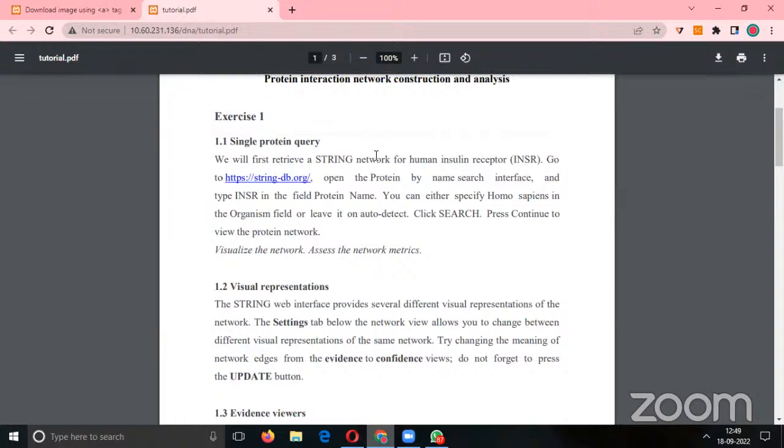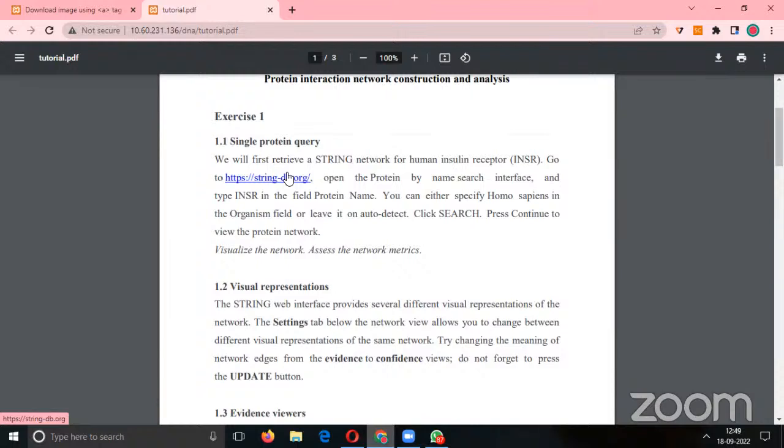So we will first have to open the STRING database. The website for the STRING database is given in this hyperlink, string-db.org. Otherwise, as I told you, you can type in Google STRING database. The data set for working is given in the next link called protein list. So that will be your data set.